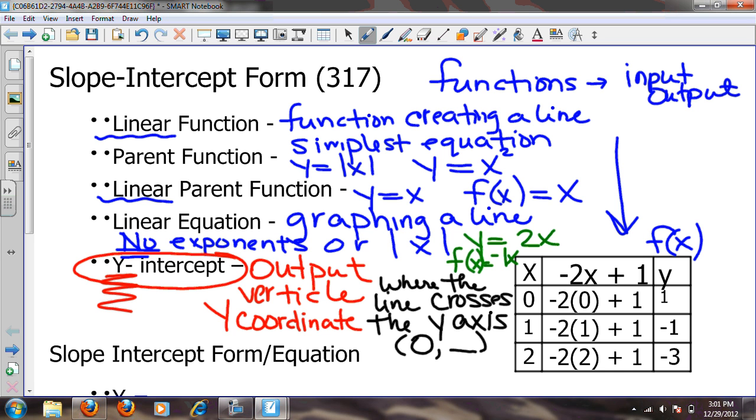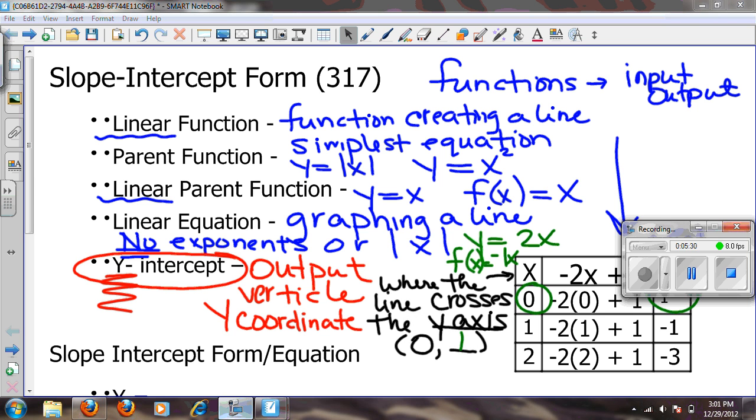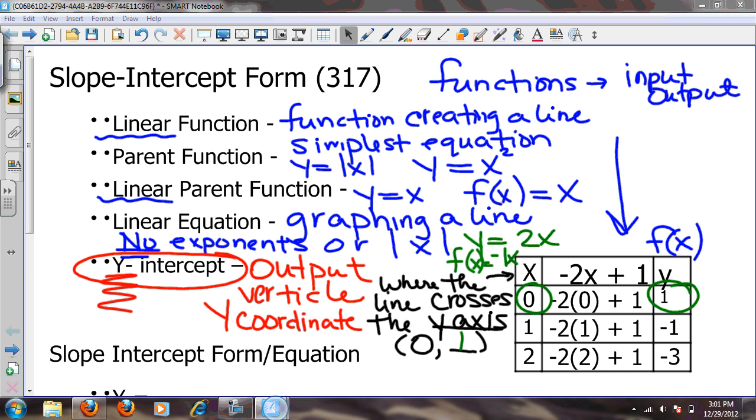Because if it's going to cross the y-axis, that means it's coming straight down from 0, x. It's not going anywhere. It's just dropping down, up or down. So if we look at our chart here, where is x 0? Right here. When x is 0, what is y? It is 1. So the y-intercept in this table would be 1. Okay? Let's look at a couple of graphs here.